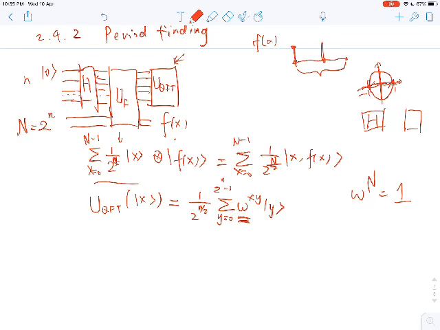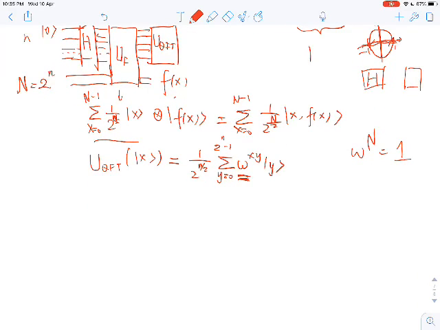But in this part, we want to find the period, but we don't know how much the period could be. Therefore, we use a more general case, the general quantum Fourier transform here. And now we go on with this part.